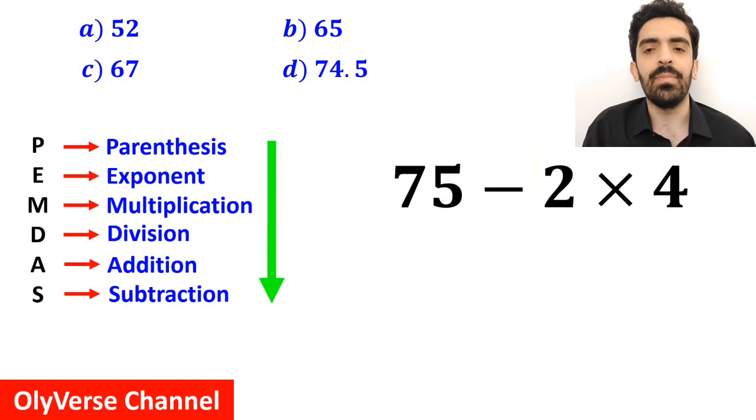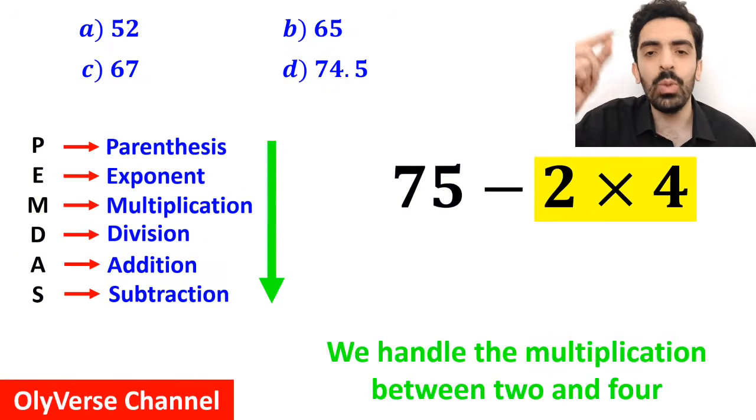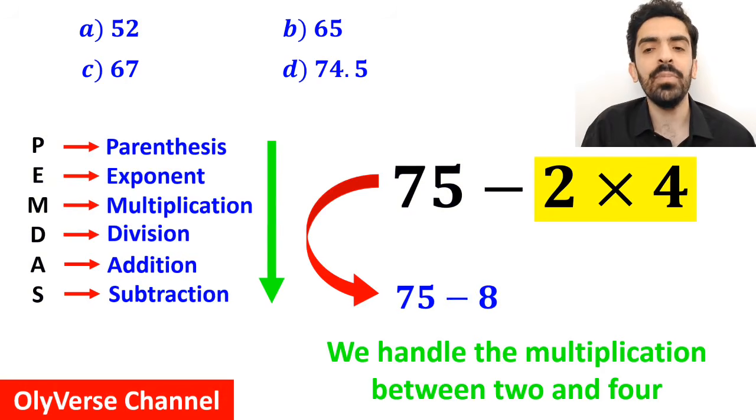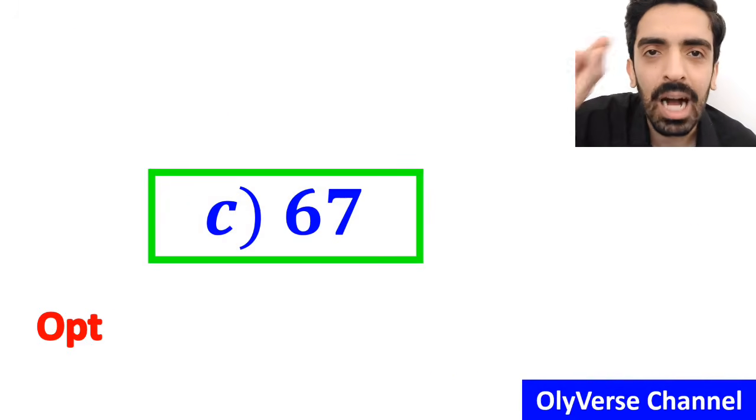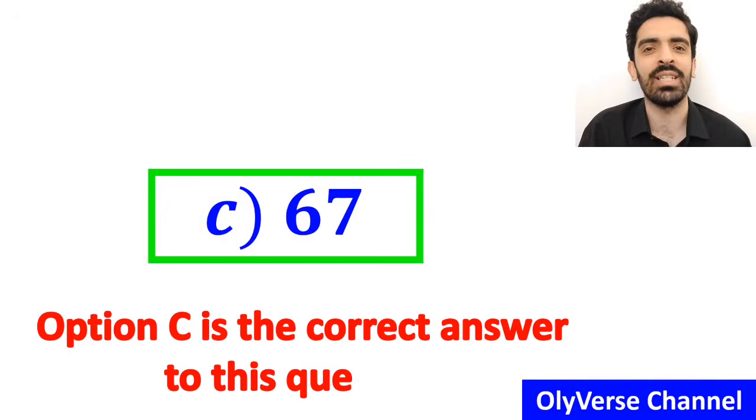In the final step, we handle the multiplication between 2 and 4, and this expression simplifies to 75 minus 8, which finally gives us the answer 67. That's great. Option C is the correct answer to this question.